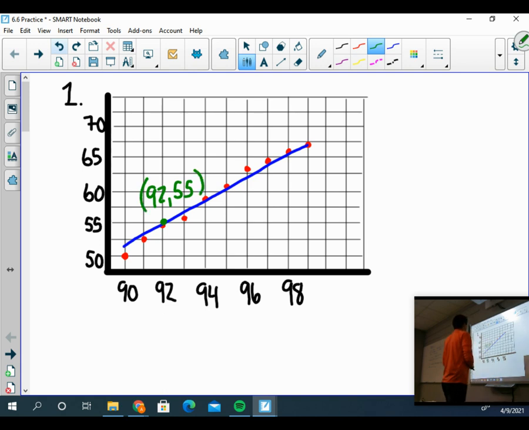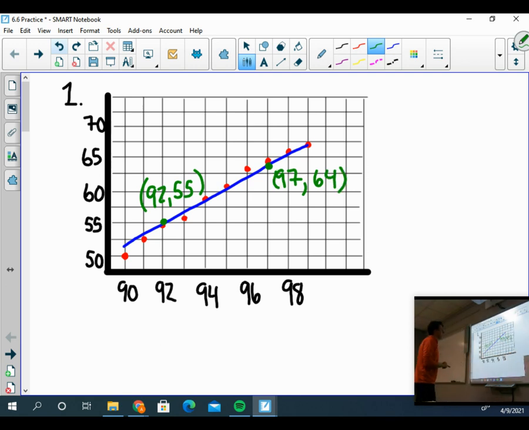And my trend line also goes through, let's see, what would be a good one? Maybe this one here. This would be 97, and it would be 64, 62 and a half. So this would be about 64.